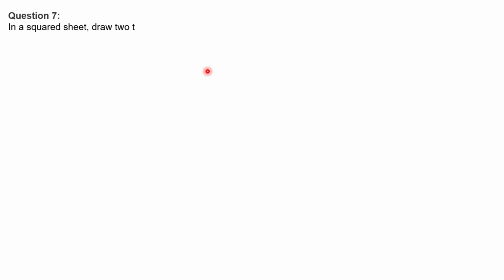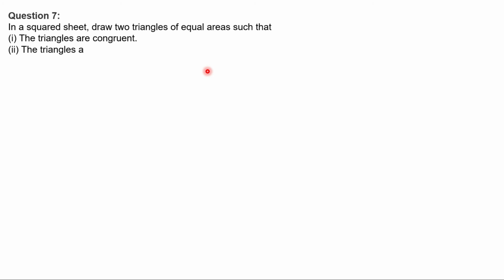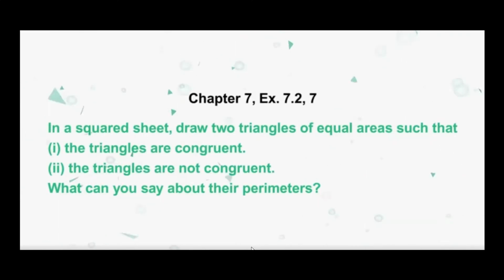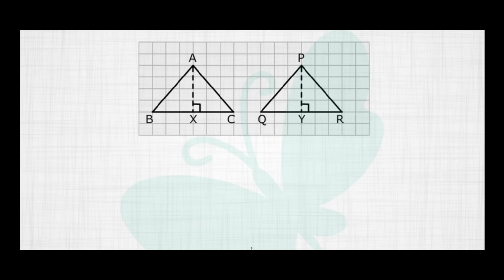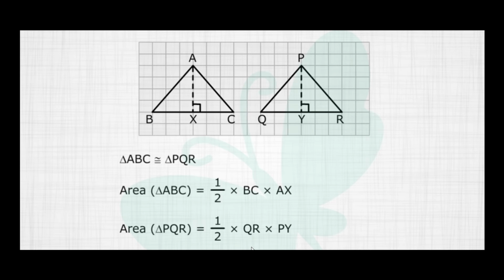In a squared sheet, draw two triangles of equal area such that, first, the triangles are congruent; second, the triangles are not congruent. So what can you say about their perimeters? Now this is our squared sheet, and these are our two triangles, ABC and PQR. They have equal areas, and we've drawn them to be congruent. Congruent triangles will always have the same area anyway.